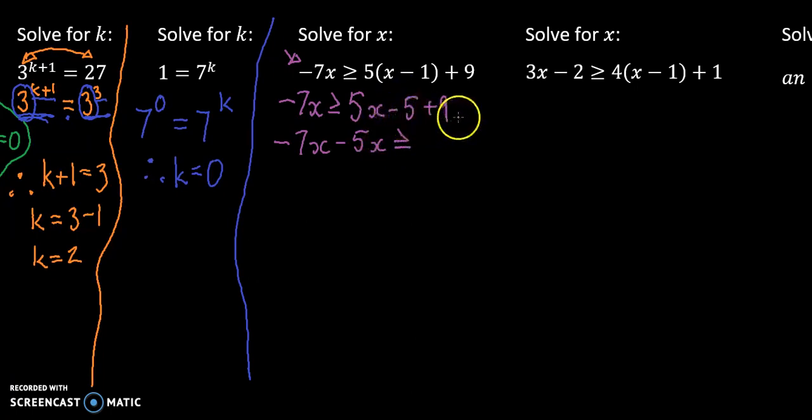Now we've got minus 5 plus 9. That's going to be 4. So we have minus 12x is greater than or equal to 4. We want to get rid of the minus 12. It's multiplying x. So now we're going to divide both sides by negative 12.